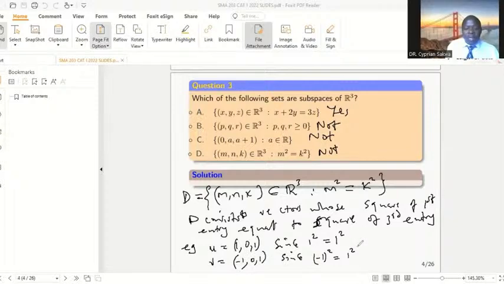But now, what about the sum of these two vectors? Will it be in D? So let me see. U plus B will be, if I add this, I will have a 0. Just adding the corresponding entries, and this will be 2. This is not in D, because I can see that the square of the first element is not equal to the square of the third element. So it's not in D. And therefore that means that D here is not a vector subspace.